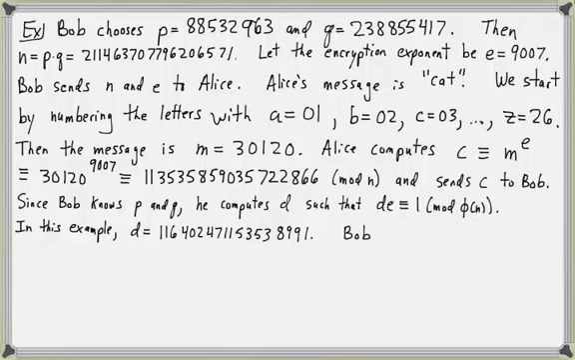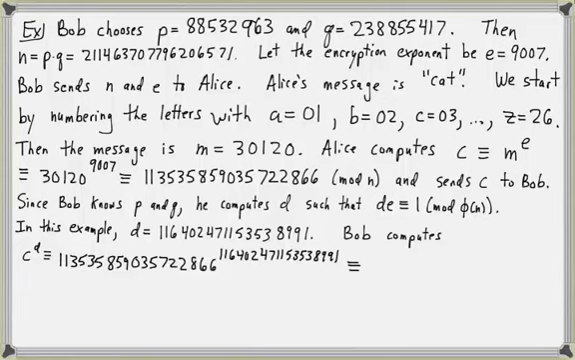So Bob takes the encrypted message C and computes C to the power D, and then it reduces mod N, and out pops the original message 30120.